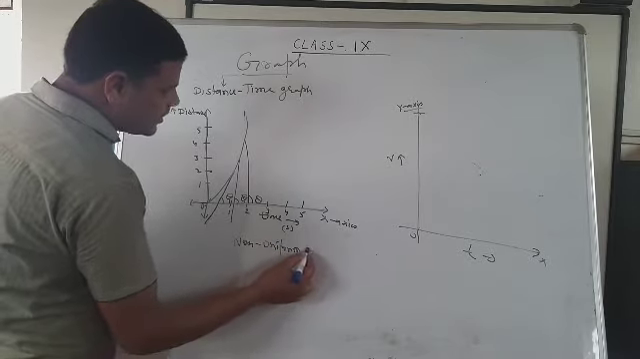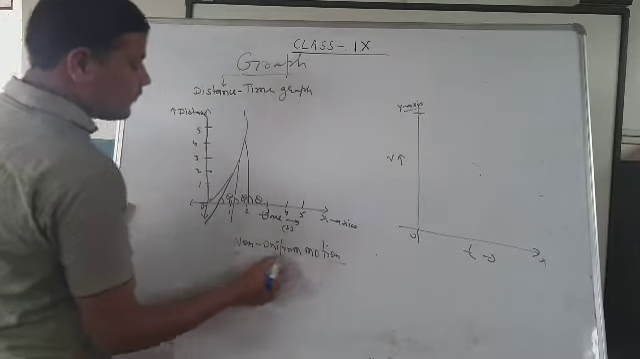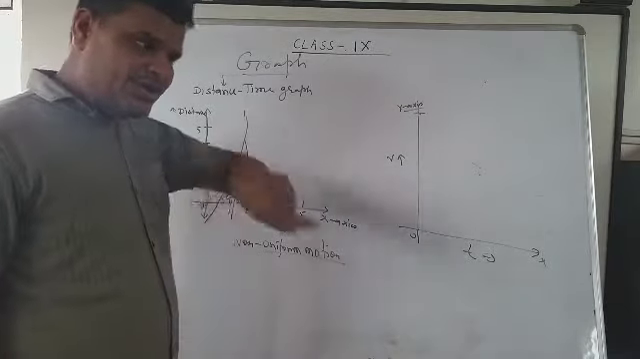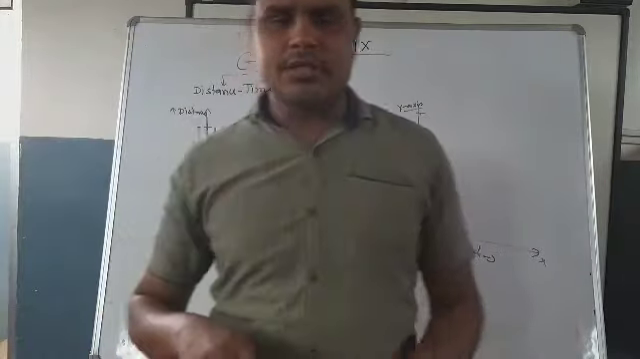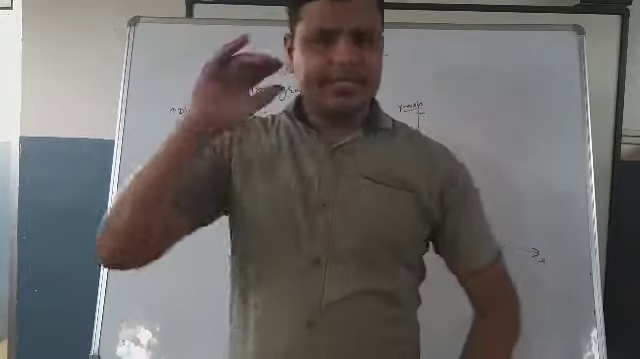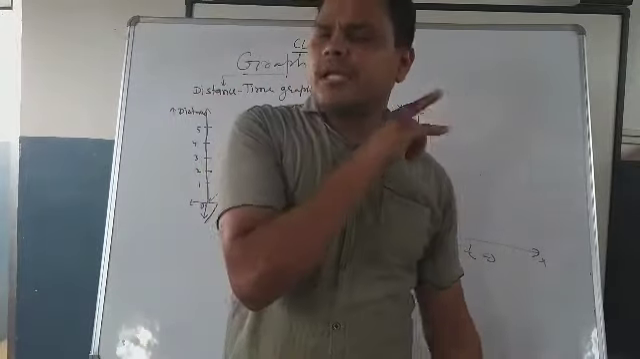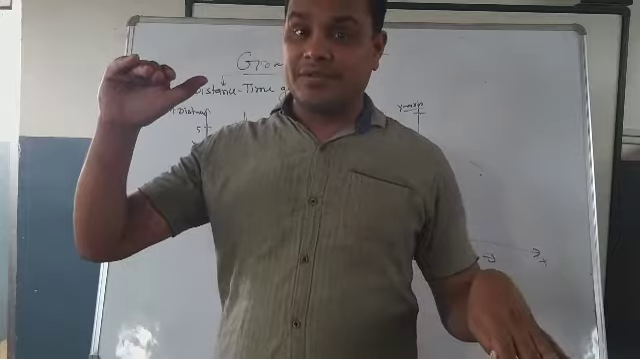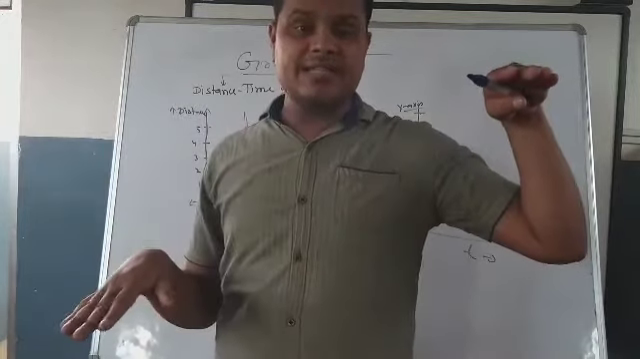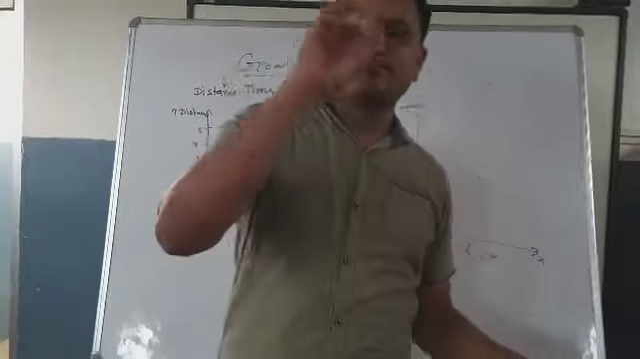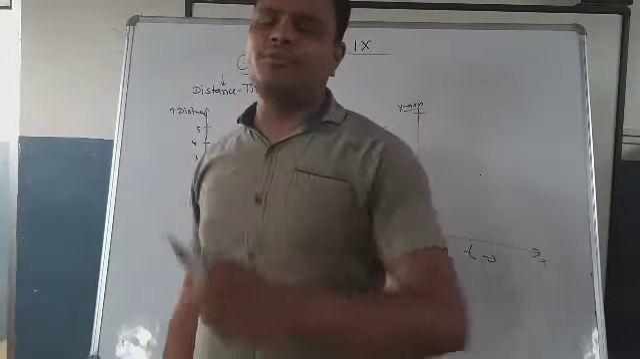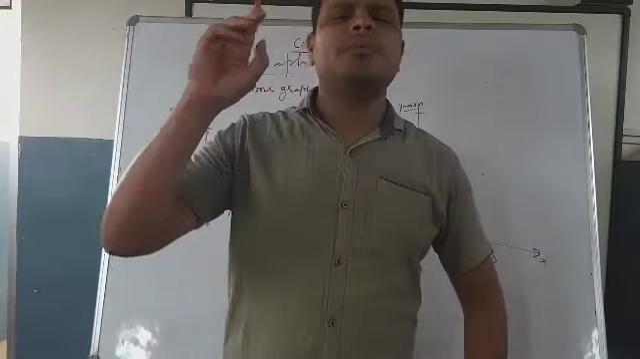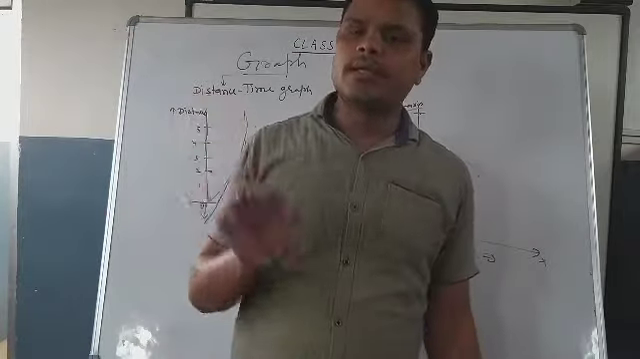Non-uniform motion. What do you mean by non-uniform motion? Uniform motion is when the same distance is traveled in the same interval of time. Non-uniform motion is when the distance is the same but the time is different, or the time is the same but the distance is different. If both distance and time are uniform, then it is said to be uniform motion. If either of the two is different, then it is said to be non-uniform motion.